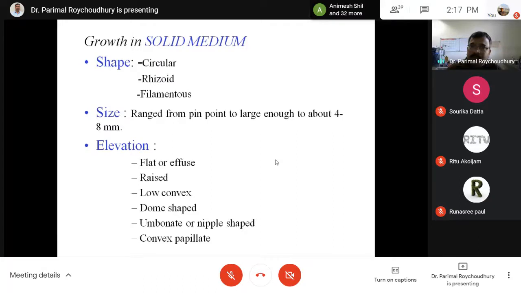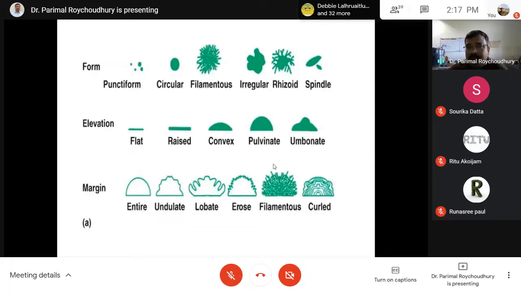Most of the time, we consider the growth of the organism in the solid media, where we can generate a lot of information, such as colony shape, size, and elevation. We already discussed this, but for your refreshing idea, I'm giving it once again. If you look at the colony from the side, at eye level, you can find some colonies that are just like a dome. Some are convex, some are almost flat to the surface.